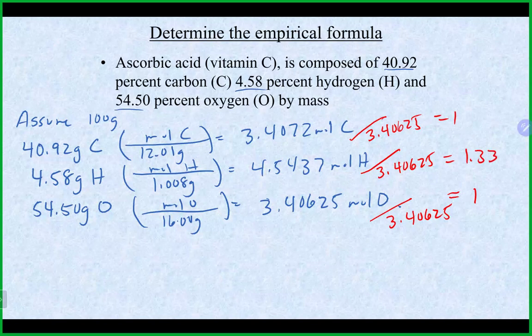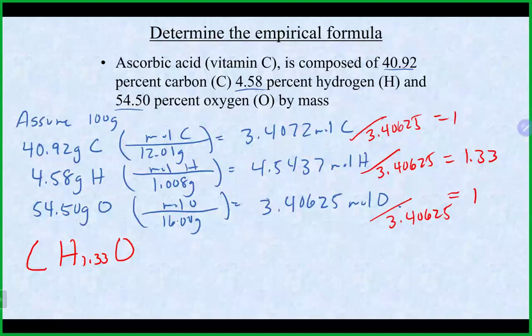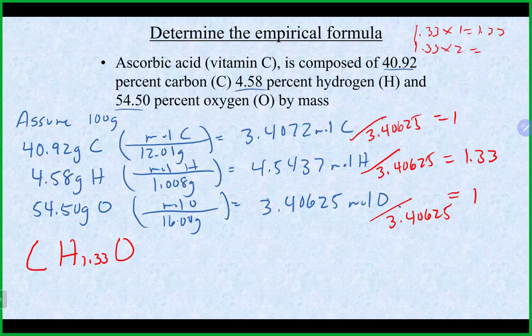At this point, our empirical formula would look like CH1.33O. Can I leave it with 1.33? I cannot. That again is too far to round. It's not a whole number. So we just simply want to roll through: 1.33 times 1 is 1.33. 1.33 times 2 is 2.66. 1.33 times 3 is 3.99, which is pretty close to 4. So that factor of 3 is going to be close enough for us to use. Once again, we want to multiply everybody by that factor of 3.